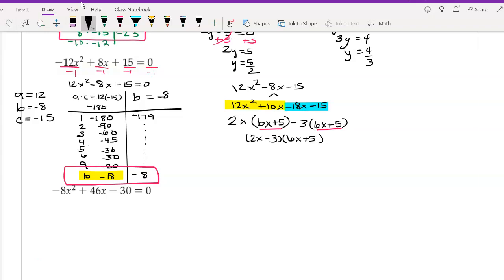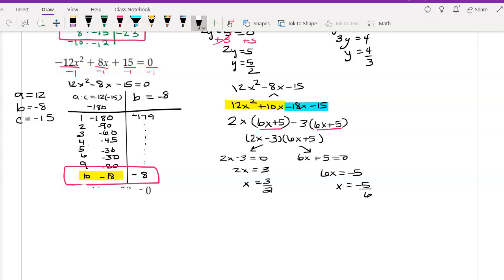And we'll go ahead and set each piece equal to 0. All right, so we get 2x equals 3, x equals 3 halves, 6x equals negative 5, so x equals negative 5/6.